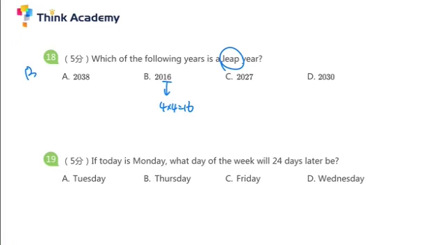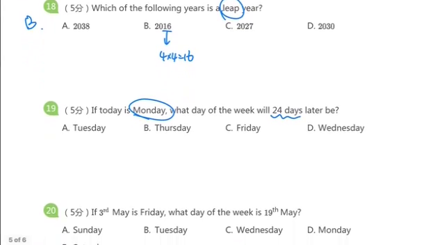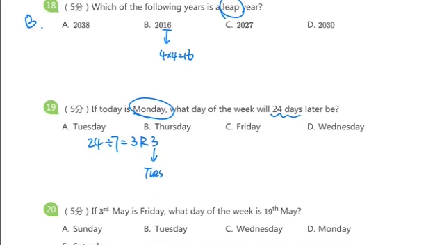And then question 19. If today is Monday, what day of the week will 24 days later be? So here our first step is try to find there are how many whole weeks in 24 days. So we're using division. 24 divided by 7 equals 3 and a remainder 3. So the remainder 3 means 3 actual days after Monday, which should be Tuesday, Wednesday, and then Thursday. So here Thursday is 3 days after Monday. So here the correct answer should be B.